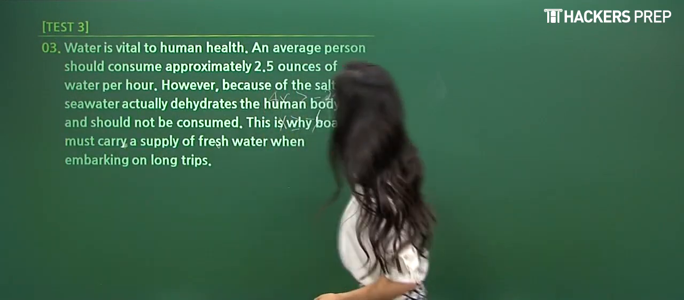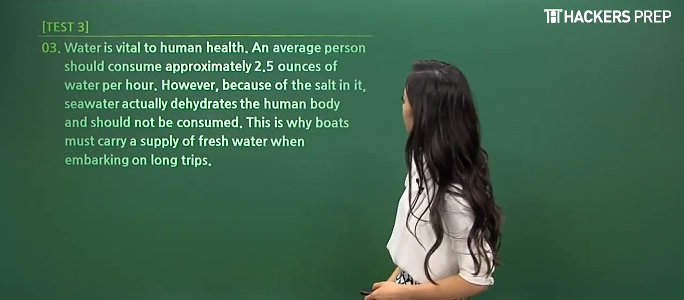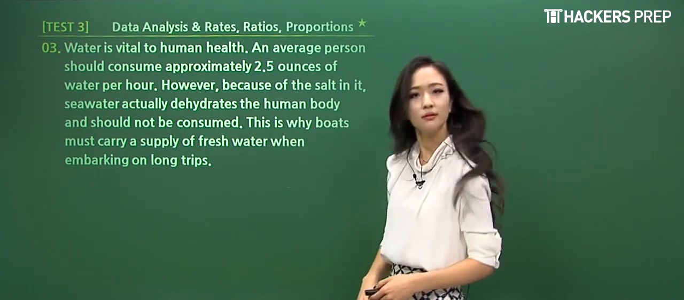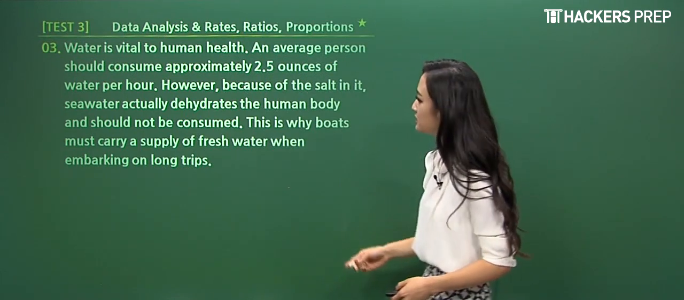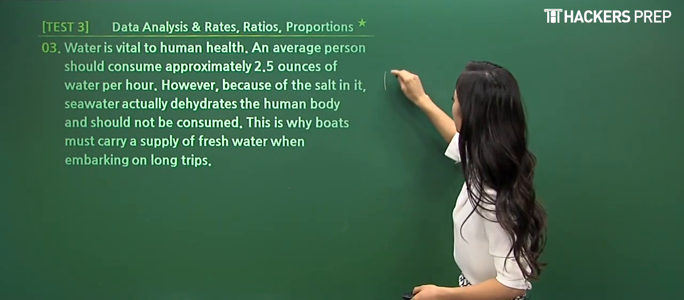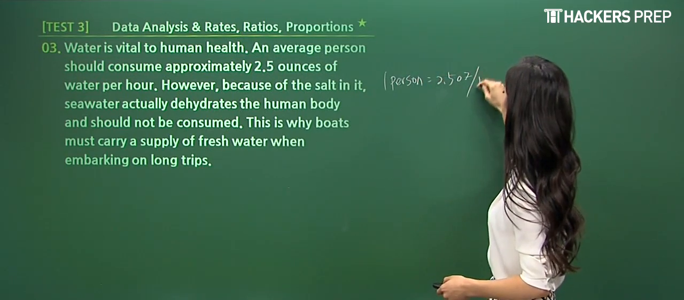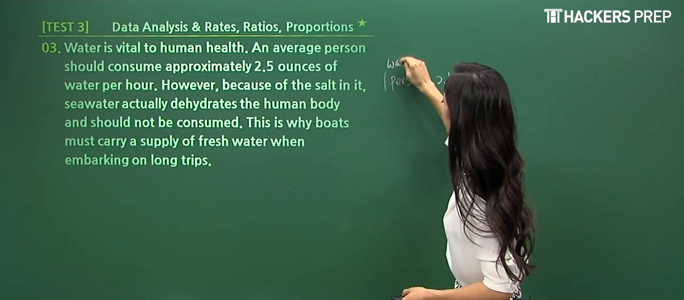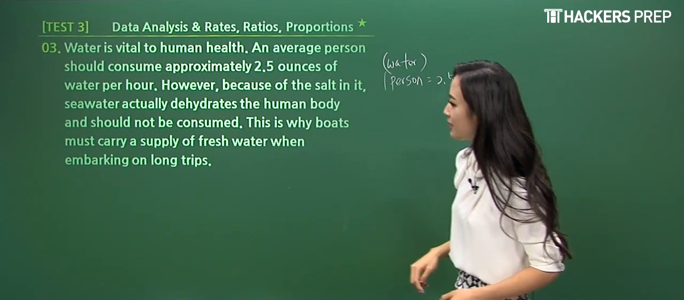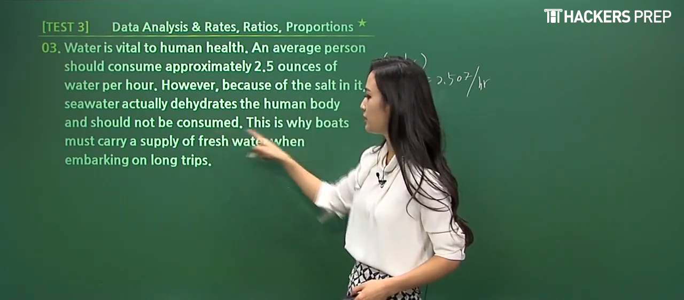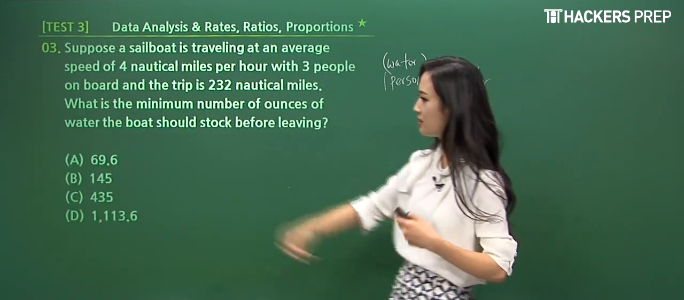Moving on to number 3. So they give us a basic setup, and it's a long word problem. Should we read this together? Water is vital to human health. As we already know, the average person should consume approximately 2.5 ounces of water per hour. So let's just simplify this. One person should drink 2.5 ounces of water per hour. Let's just write water here. And the remaining part: because of salt in it, seawater actually dehydrates the human body and should not be consumed. And this is why boats must carry fresh water when they are going on long trips.